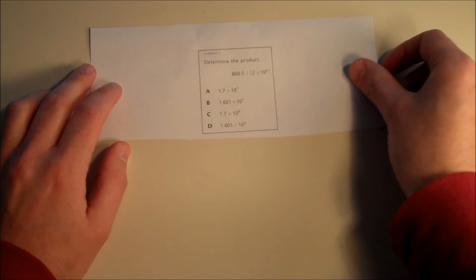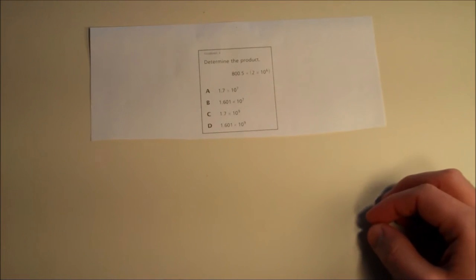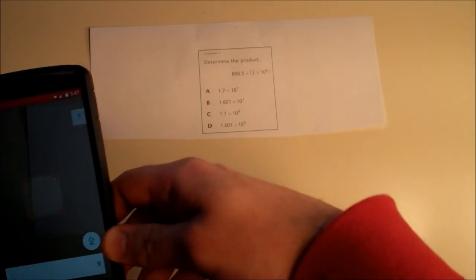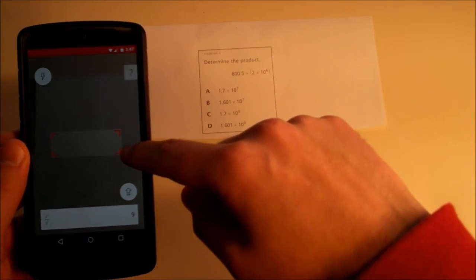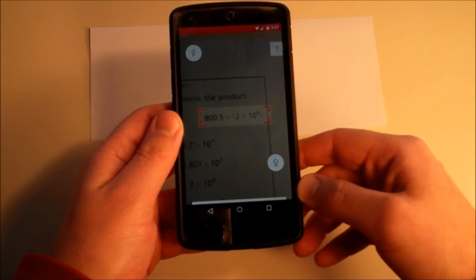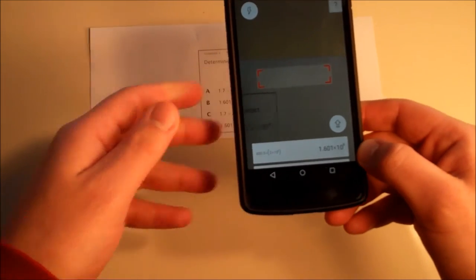Determine the product 800.5 times 2 times 10 to the power of 6. We'll once again get out the smartphone PhotoMath app. Now the expression is a little bit narrow, so we can swipe to change the window. We now put the window over the expression, and it instantly tells us the answer is 1.061 times 10 to the power of 9. So our answer is D.